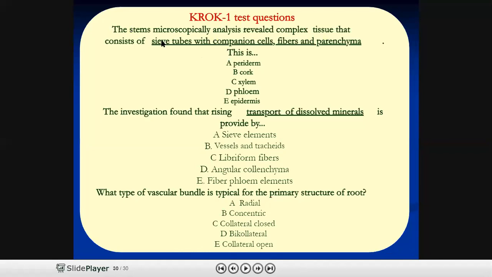Right. So test here. The stem is microscopically analyzed and reveals a complex tissue consisting of tubes with companion cells, fiber, and parenchyma.